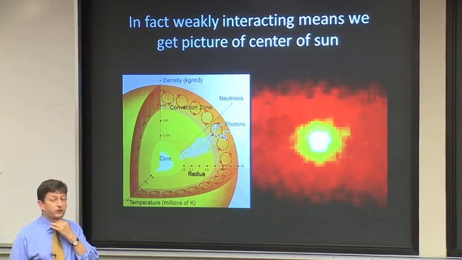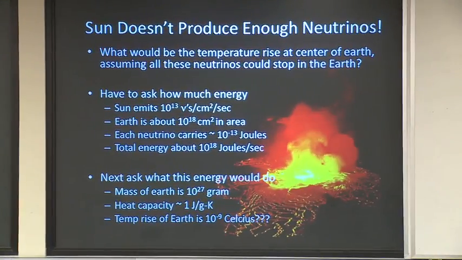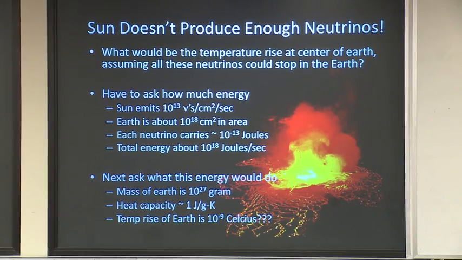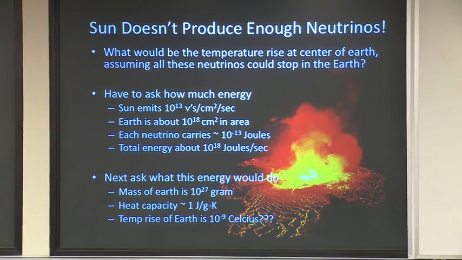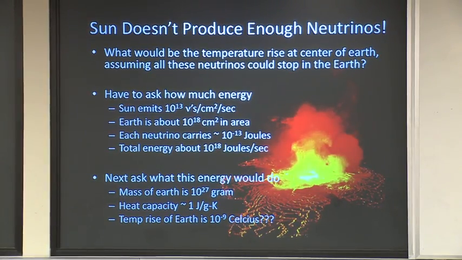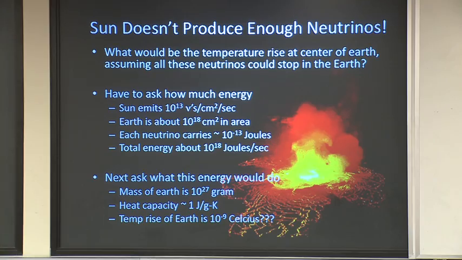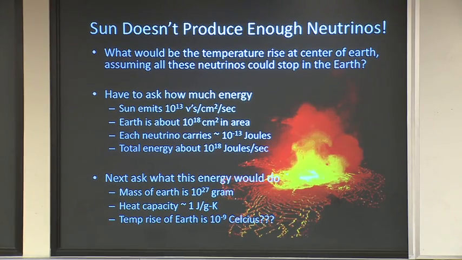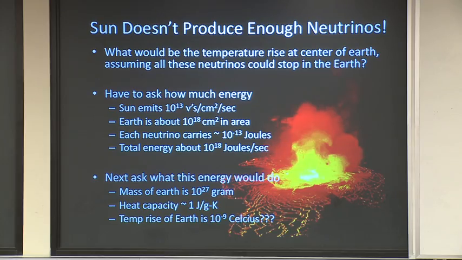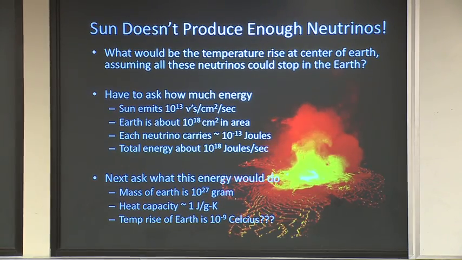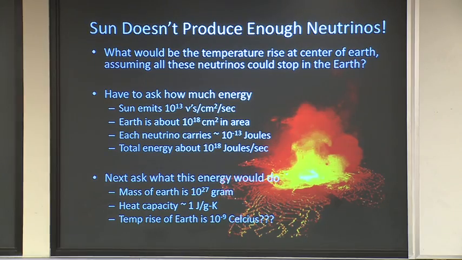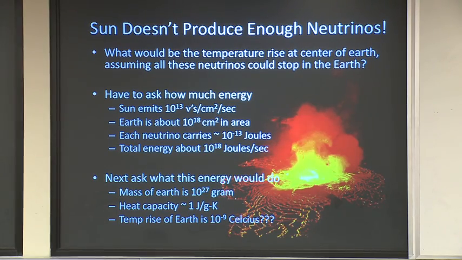Well, let's do some numbers. This is a math lecture, so we're going to put some numbers together and actually ask, could these neutrinos coming from the sun actually heat up the core of the Earth? So here's my best attempt. The sun emits about 10 trillion neutrinos per square centimeter per second. Each neutrino carries about 10^-13 joules of energy, and the Earth is big. It's got an area of 10^18 square centimeters, and so I tally up the total energy hitting the Earth from neutrinos in any form is 10^18 joules per second.